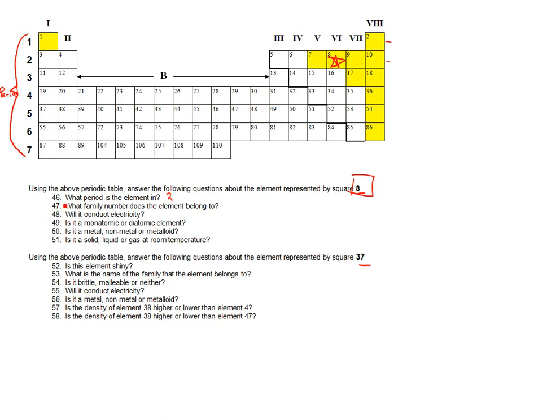All right, 47, what family? These across the top are families. So I come over here, I look at this Roman numeral, and I should write the Roman numeral. It is Roman numeral 6.